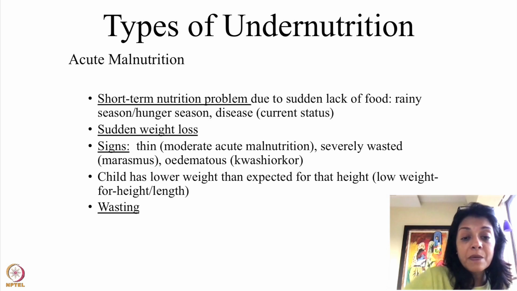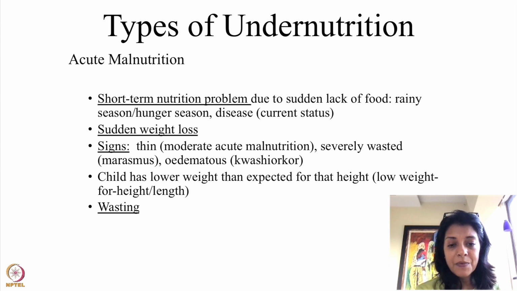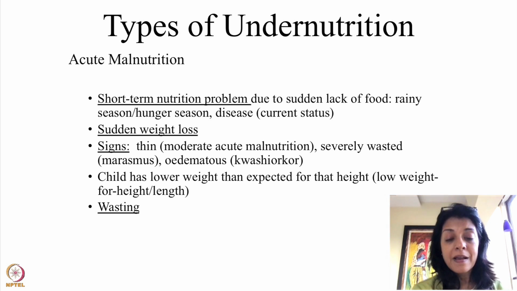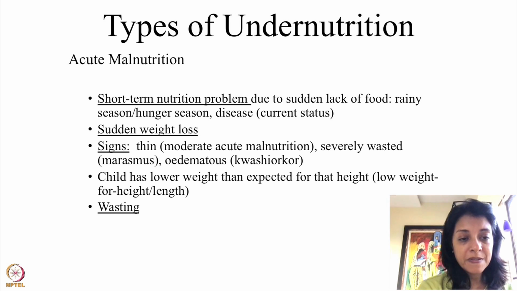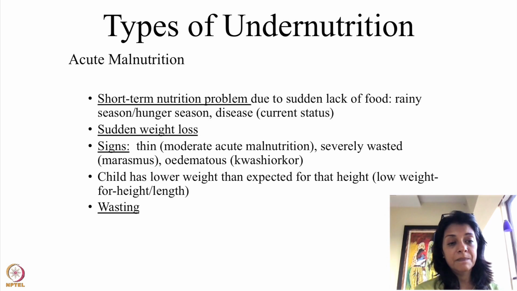I've just kept the names so that people who have learned marasmus or kwashiorkor would be able to relate to it. What we were taught is that marasmus was a calorie deficiency, so children were thin, but we don't call it that anymore. In kwashiorkor, what we were told was a protein deficiency.